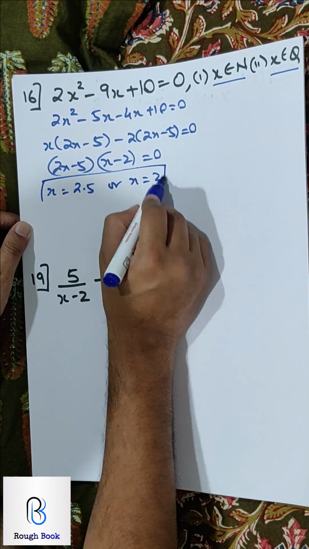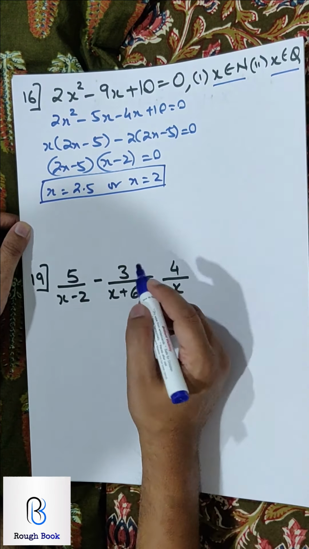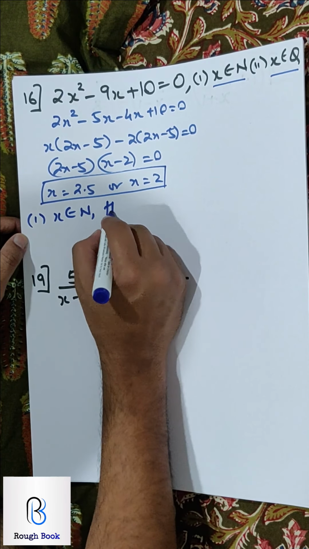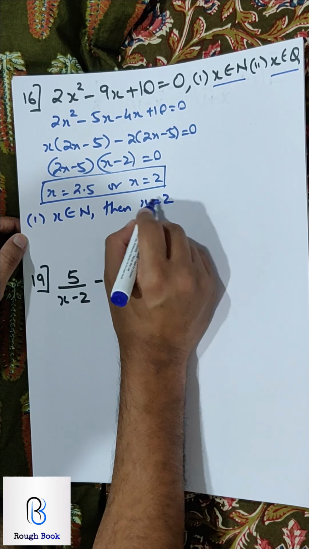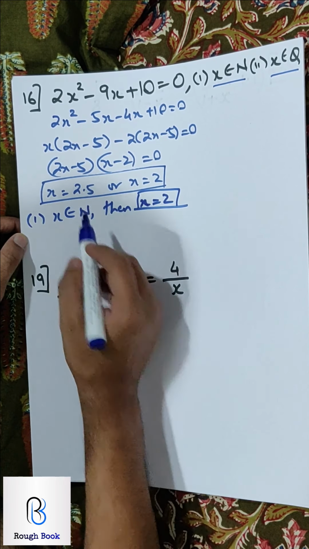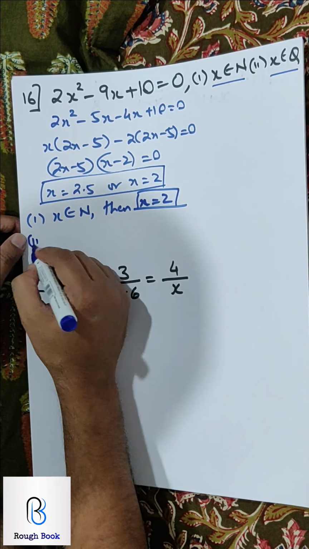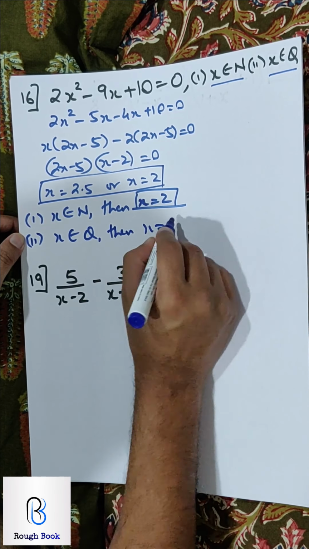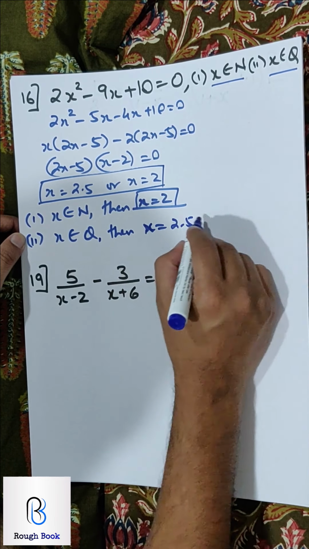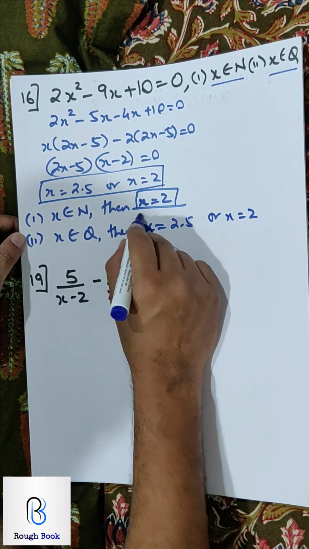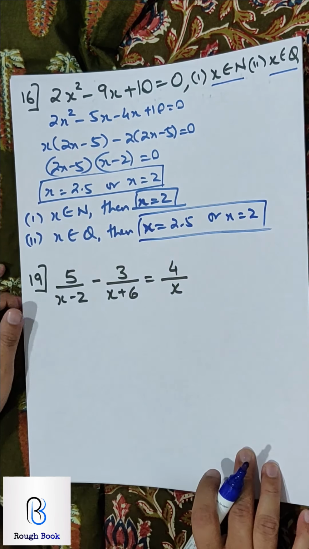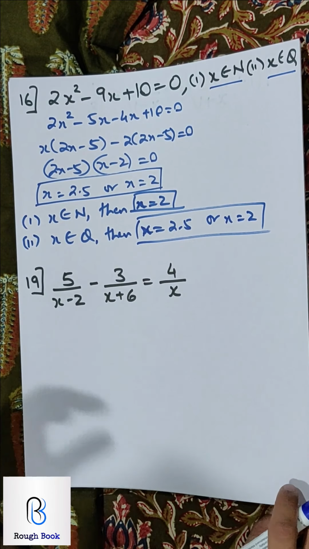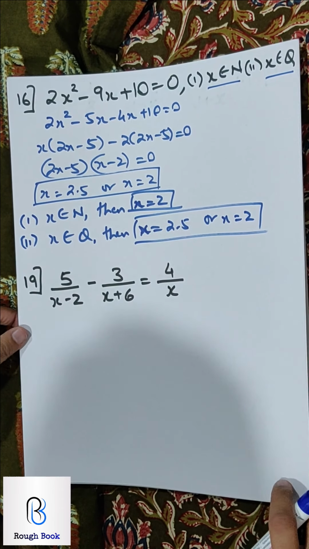Now I have got two answers for x, but two conditions also. So the first condition, x belonging to N, then only x is equal to 2. I will not consider this one. And second condition, when x belongs to Q, then x is 2.5 or x is 2. Both will be considered. Are you with me till here, everybody? Yeah? Was it simple? How many of you managed to get it? Good job. Come on. Sum number 19.